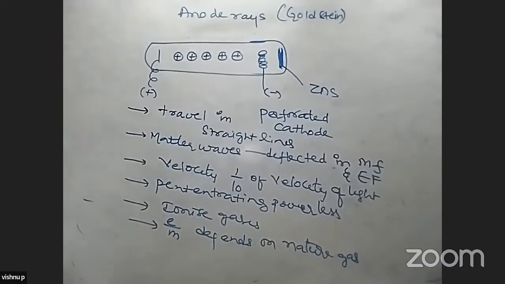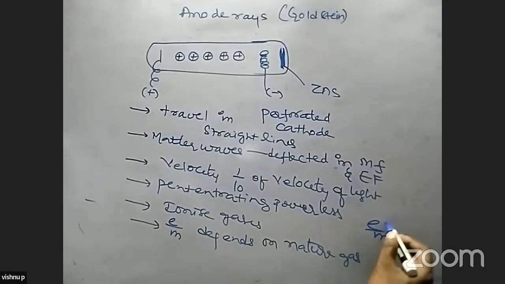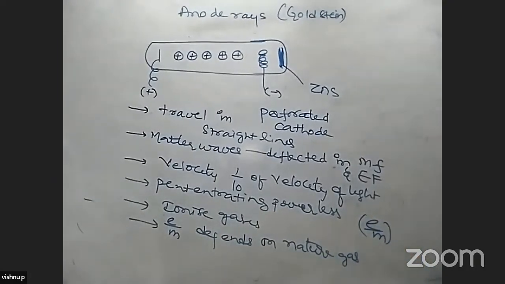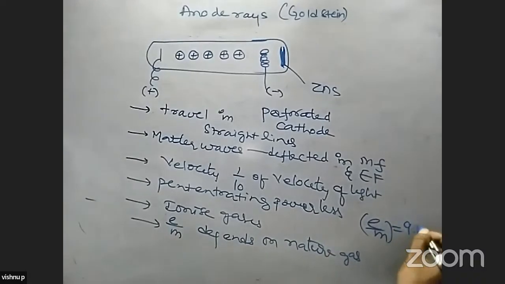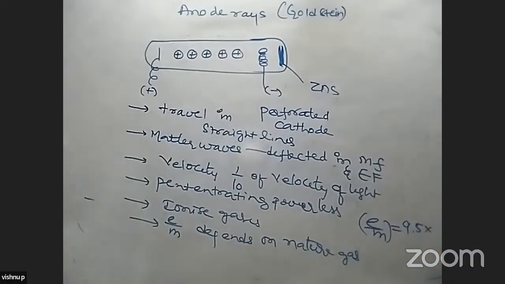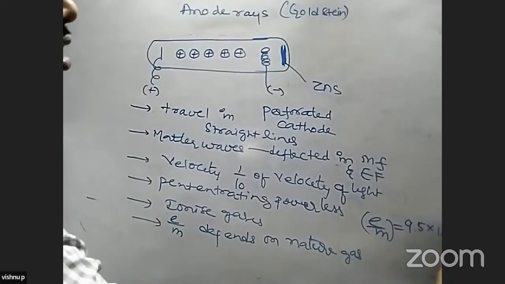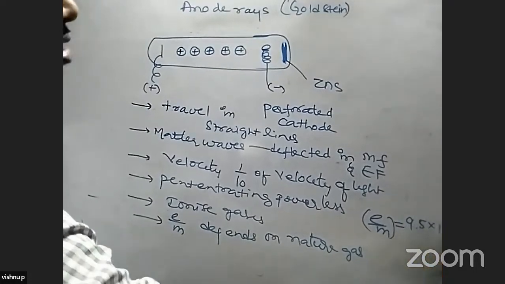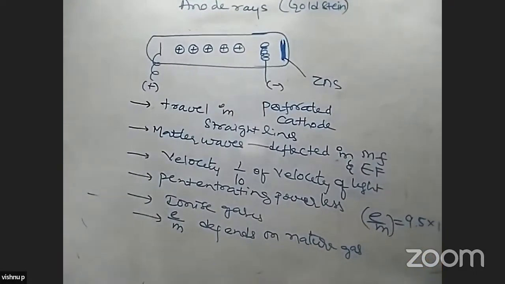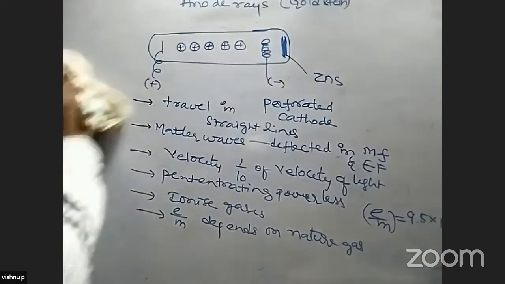And if it is hydrogen gas, then what is E by M value? In case of hydrogen gas, that is maximum. That is equal to 9.5 into 10 to the power of 4 coulombs per kilogram. In case of hydrogen, the value is more. So these are properties of anode rays. Anode rays are nothing but a stream of protons, which are ionized from gaseous atoms.